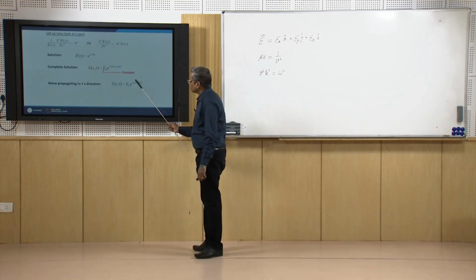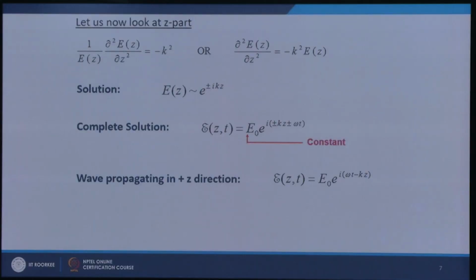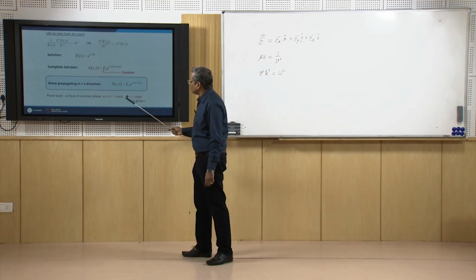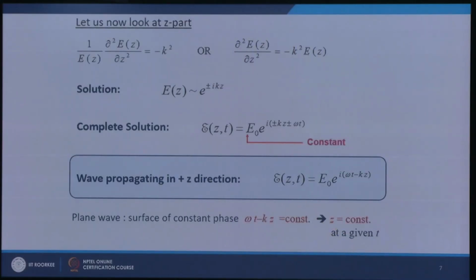If I look at the phase of this wave, I can find the surfaces of constant phase. If I put omega t minus k z equal to a constant, I get the surface of constant phase. Then at a particular time t, I get the surface z equal to constant. Z equal to constant is the equation of a plane, which means the surface of constant phase is a plane, and so this kind of wave is known as a plane wave.